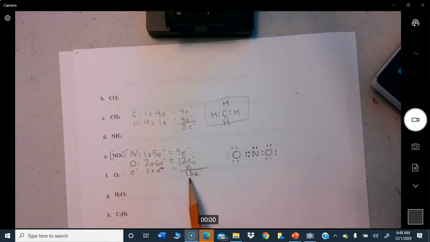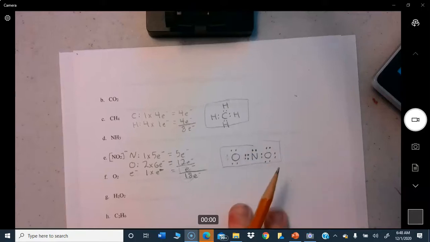So again, be sure that our rules have been obeyed. 18 electrons, you can count them. There's 8, 9, 10, 11, 12, 13, 14, 15, 16, 17, 18. Oxygen has an octet, nitrogen has an octet, and this oxygen has an octet. So that is the final configuration.